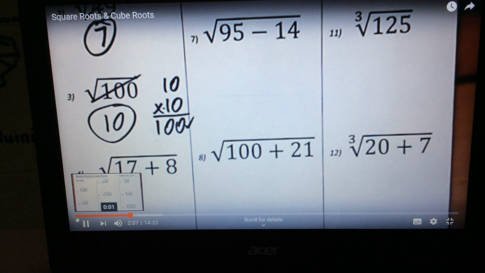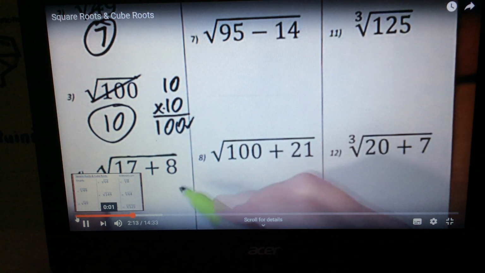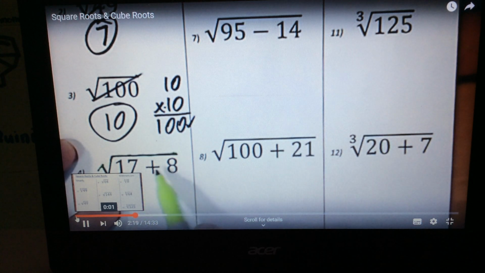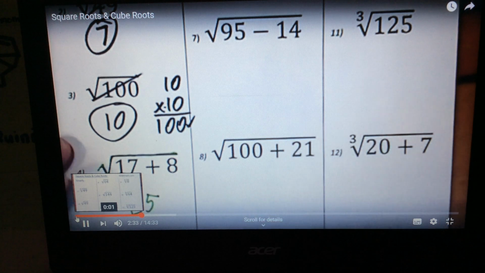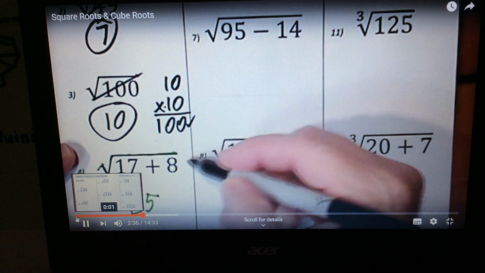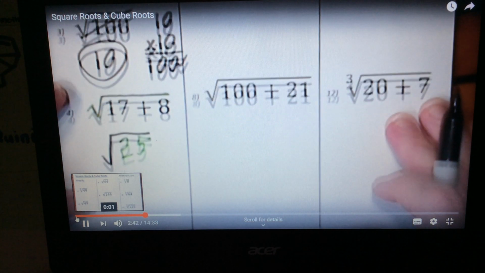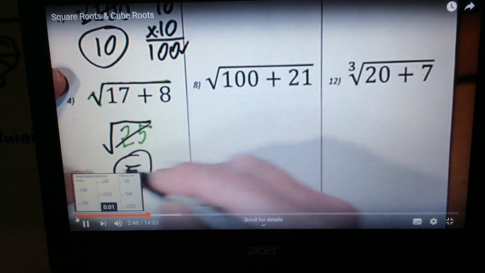The radical symbol is also considered a grouping symbol. This symbol groups together everything that's underneath it. If you remember order of operations, you address grouping symbols first. So I can add the 17 and the 8, which gives me 25. But the radical sign has not been used yet, so it comes down. And the square root of 25 is 5. So that's your answer.